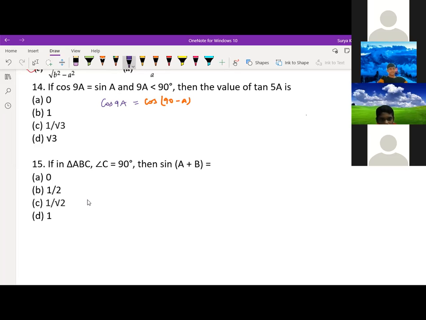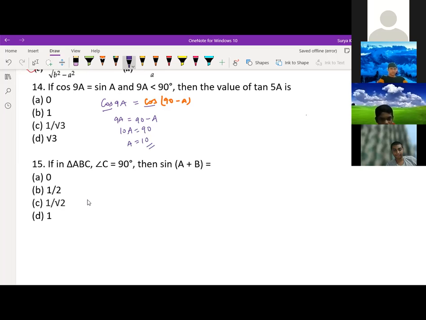Okay, fine. So see, sin A can be written as cos of 90 minus A. Now see, cos is the same. So can we write like this? 9A is equal to 90 minus A. So 10A is equal to 90. So A is equal to 10, right? A is equal to 10. So 10 and 50 we are getting here, right?